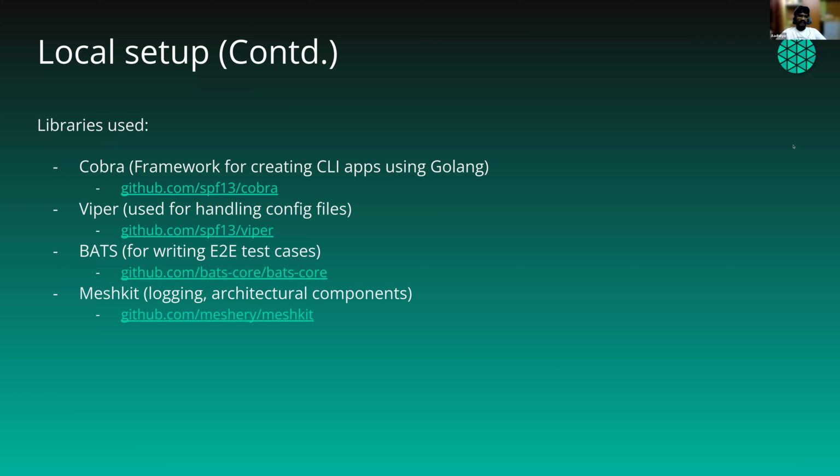The third one is the BATS framework. This is for writing the E2E test cases, integration tests. And the fourth one is for logging purposes and reusing the architectural components in Meshery. We do use Meshkit as well. So yeah, next slide. Over to you, Matthieu.